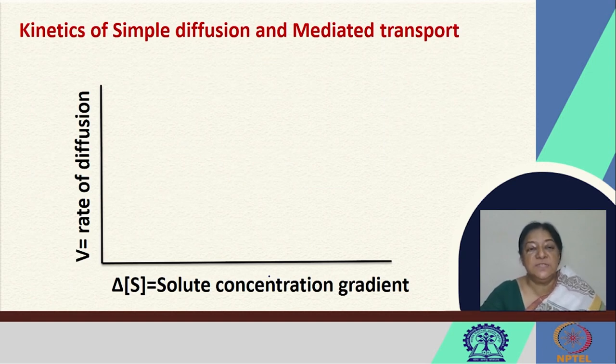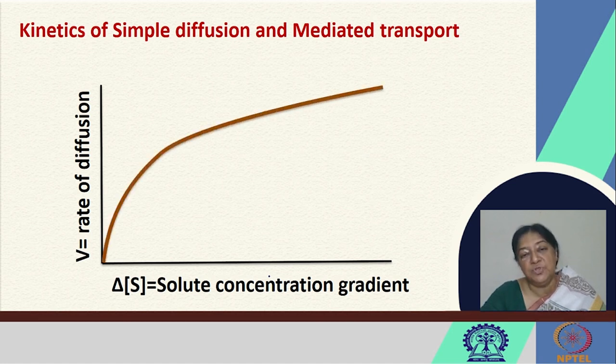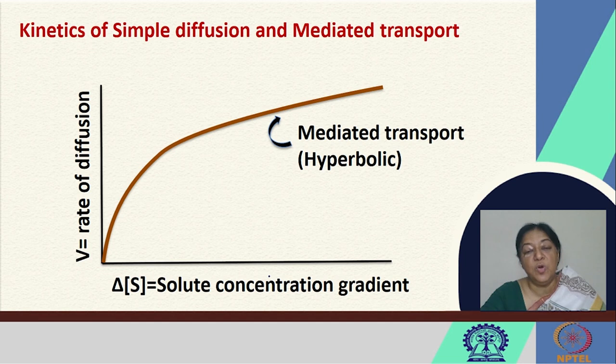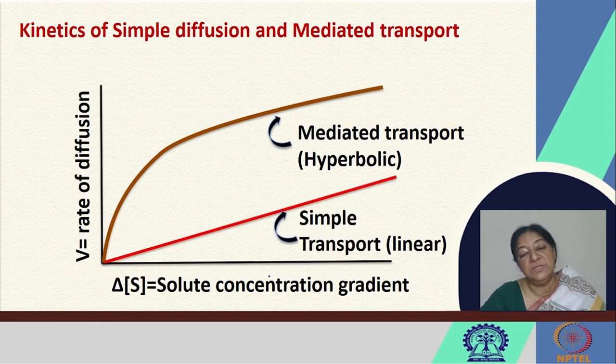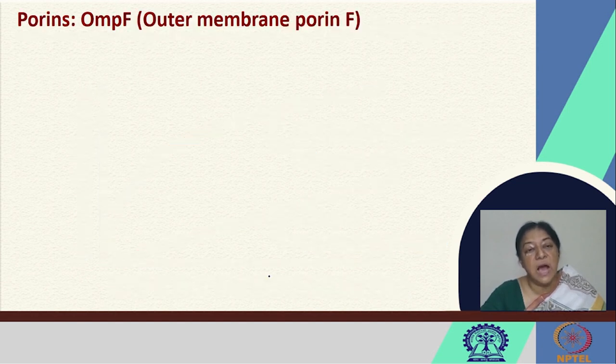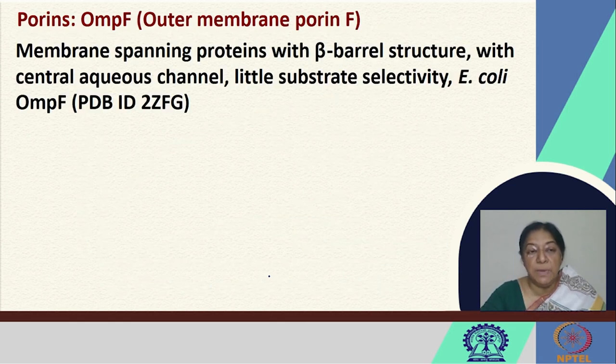If we look at the kinetics of the simple diffusion and mediated transport, where we're looking at the rate of diffusion, a simple diffusion or a mediated transport would follow a different type of pattern. A mediated transport would follow a hyperbolic type fashion, where we are facilitating this, and this would be a simple transport in a linear fashion. So the assistance due to the mediator, that is the protein here, allows for a better rate of diffusion across the membrane that is facilitated by the protein.